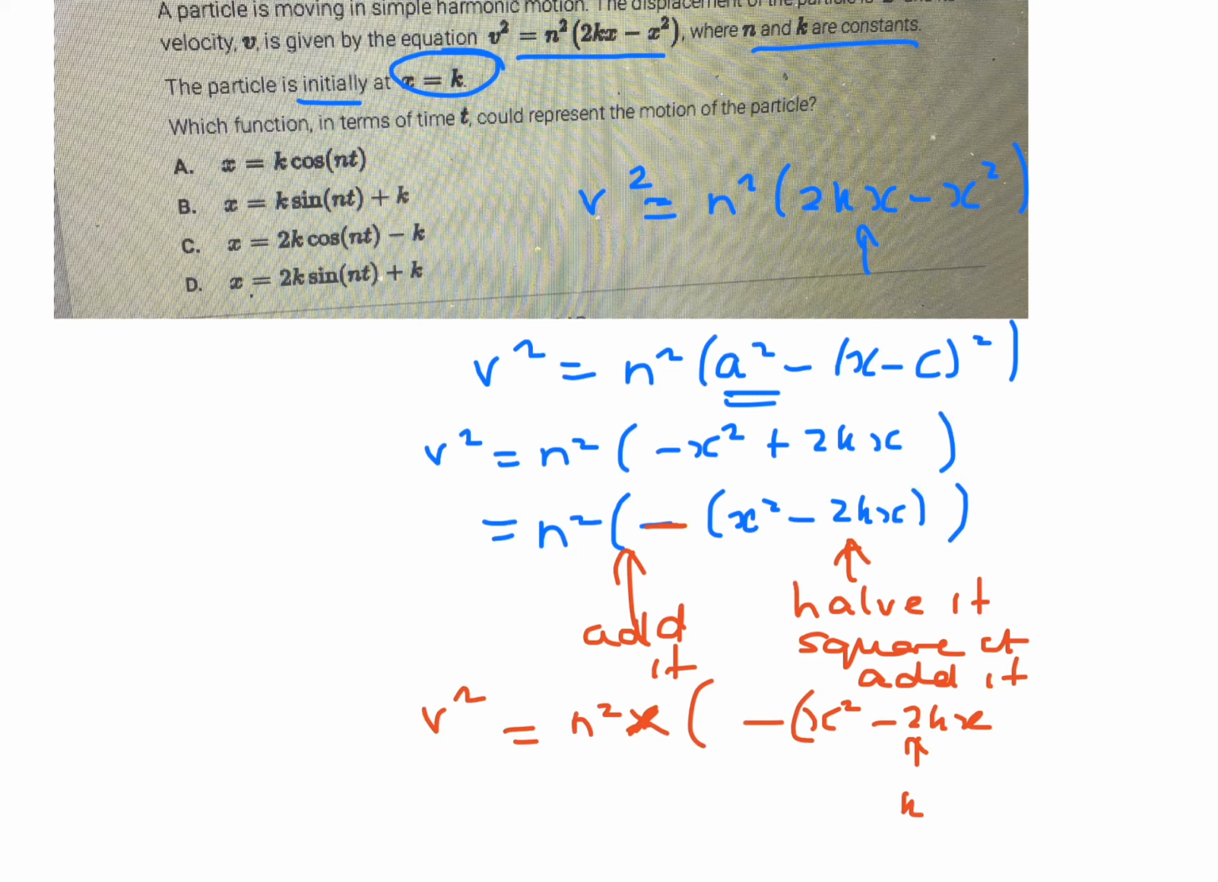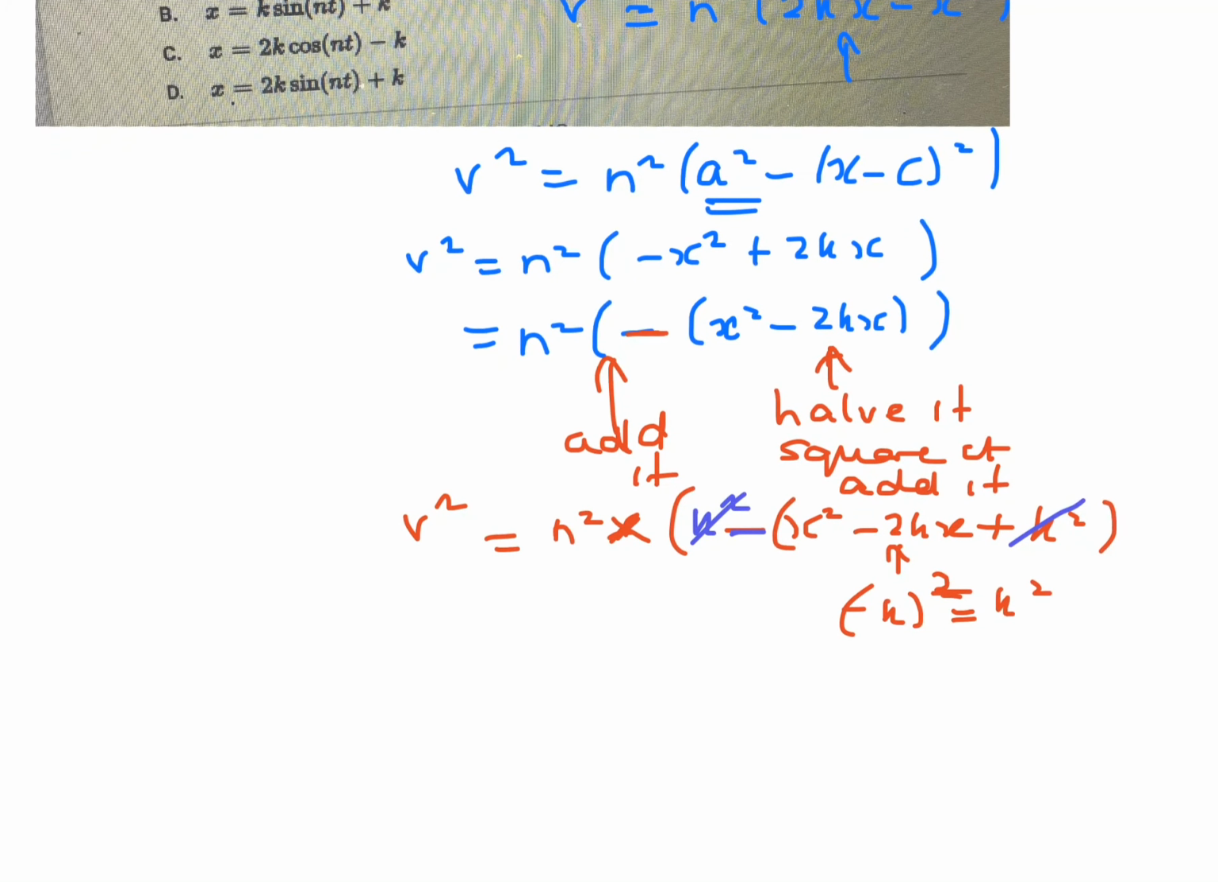Halve 2k, you get k, or minus k. Square it, you just get k squared. So we're not interested in that minus there because it just squares out anyway. So if I add k squared there, I need to add k squared there, because with this here, it means that the two of them would subtract, so I haven't actually physically changed it. So v squared is n squared, k squared minus x squared minus 2kx plus k squared. That would be x minus k squared.